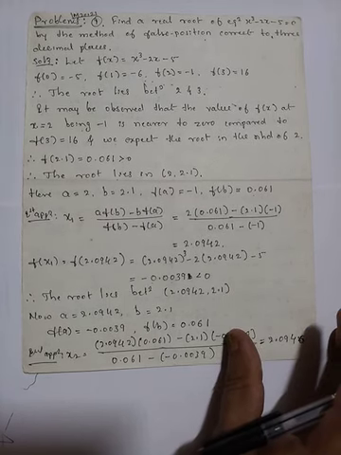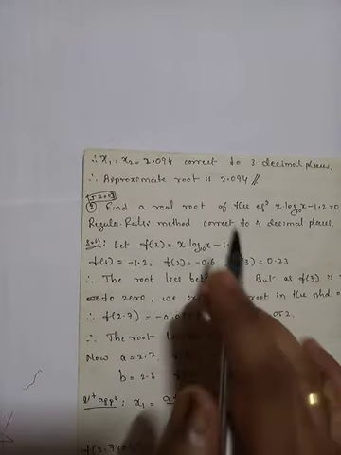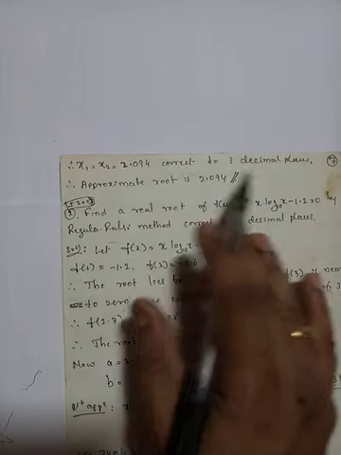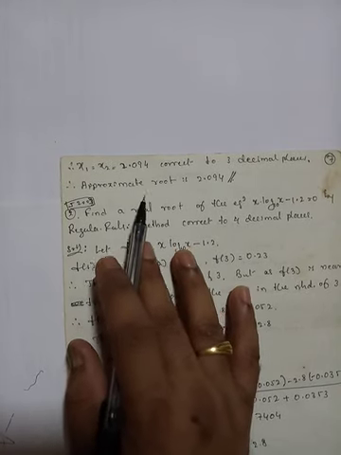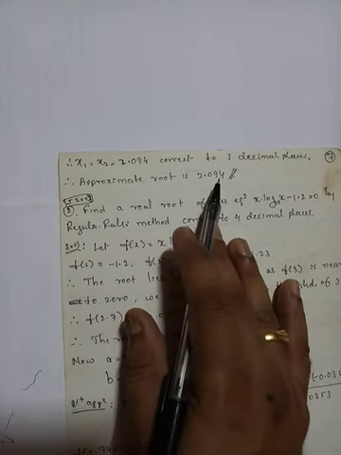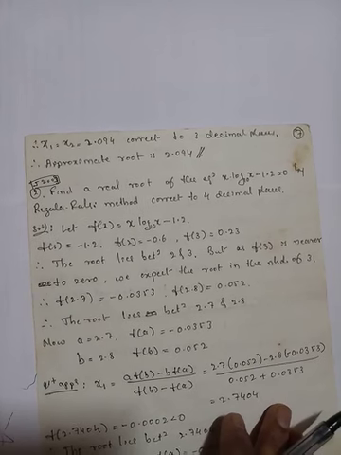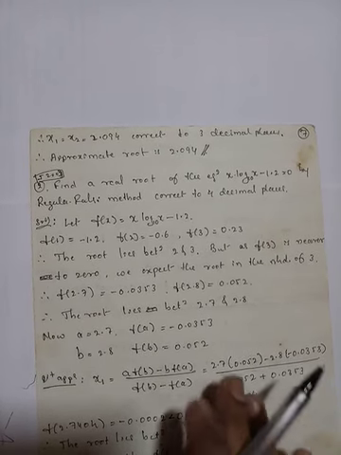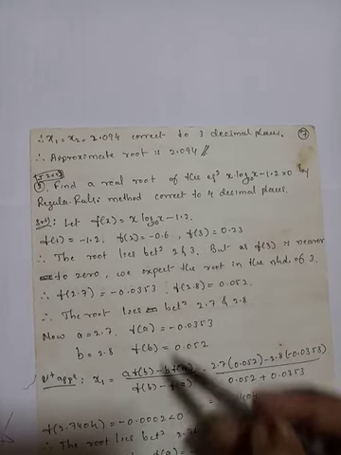So our final answer is 2.094, correct to three decimal places. And finally you can write our approximate root is 2.094. So similarly you can try some other problems.